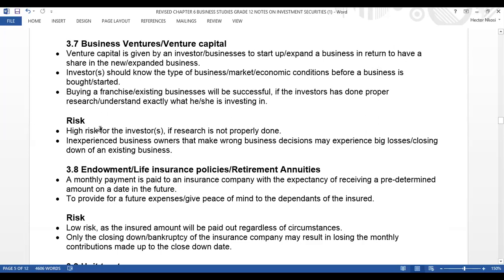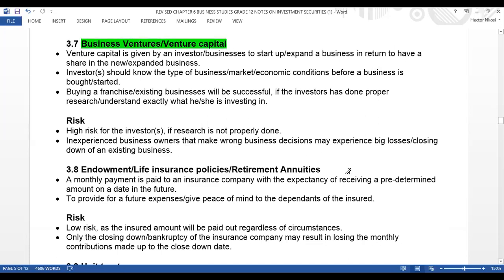Now, let's look at the risks when it comes to a business venture. The risk is high for the investors if research is not properly done, if the research on the business that you want to venture into is not properly done. Inexperienced business owners that make wrong business decisions may experience big losses or closing down of the existing business. Right. So those were your business ventures.